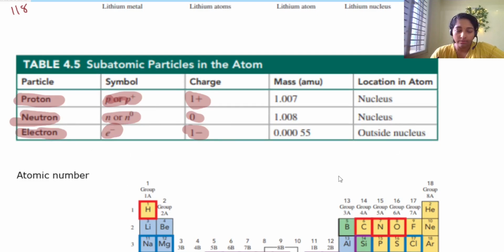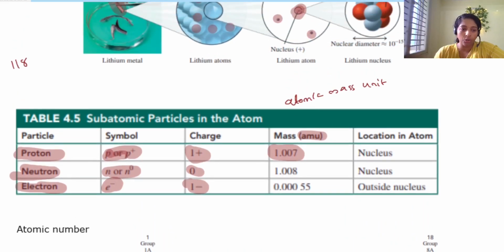Then what are the masses of these particles? Proton has a mass of 1.007 AMU. What do we mean by AMU? That is called the atomic mass unit, which is a very small unit, because when you compare it to a gram, the masses of proton, neutron, and electron are very low. So we can't use grams; for convenience we use a much smaller unit.